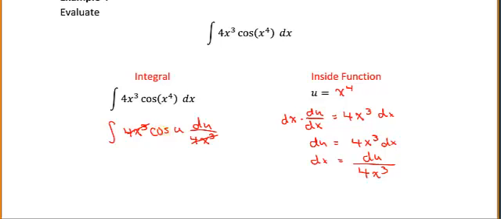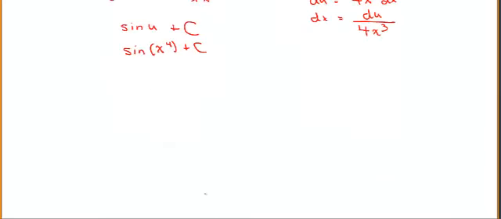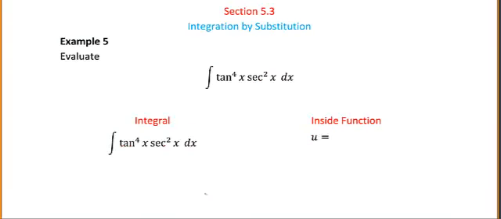Let's see. Who's the derivative of who has cosine as its derivative? Well, of course, that's sine. So this would be sine of u plus a constant of integration. And then recall what u was. It was x to the fourth. This would be sine of x to the fourth plus a constant of integration. So there's an example of taking an antiderivative using u-substitution. Let's take a look at another example.